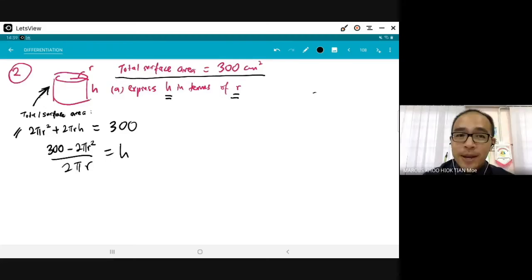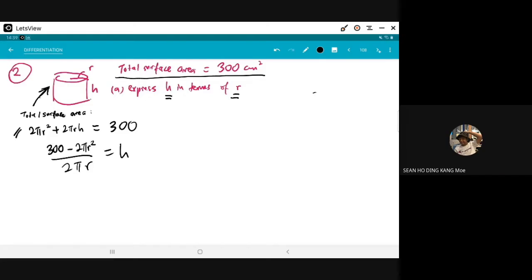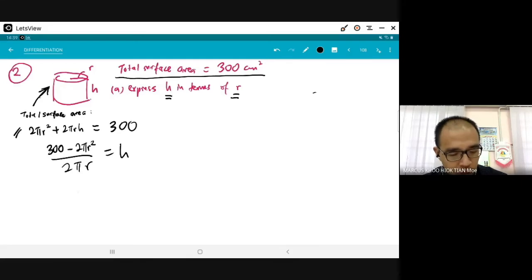Cuba kau tengok jawapan yang dia bagi di sana. Do you know how to get that jawapan? The bawah punya 2, 300 bagi 2, and then 2 also cancel. Correct. So you get H equals to 300 bagi 2 is 150. So 150 minus pi r squared over pi r.